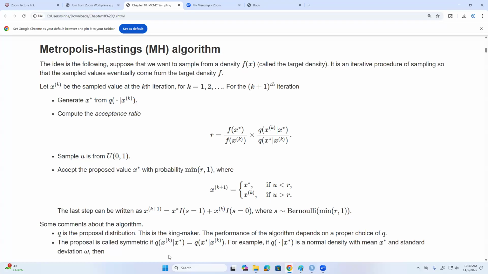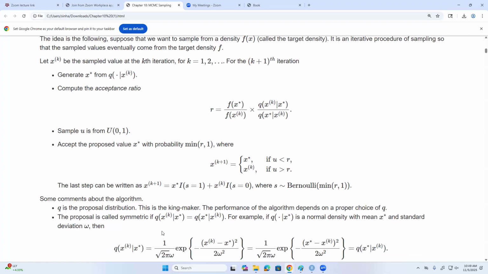And this proposal distribution is the kingmaker of this algorithm. Kingmaker means controls everything, right? Even more powerful than a king, right? Kingmaker, who makes the king. So this algorithm's efficiency depends on the choice of this proposal distribution.